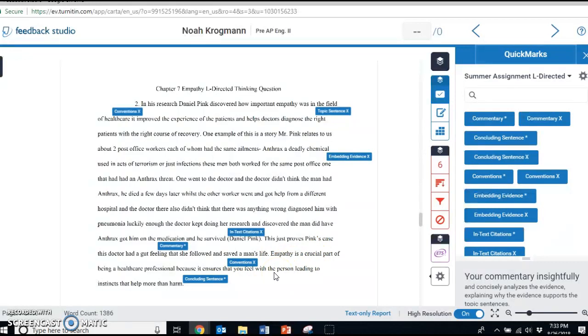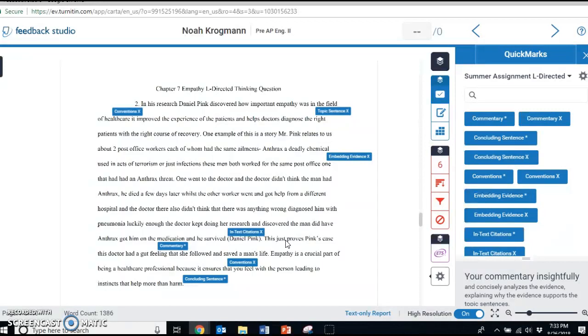Next, I look for evidence, and I do want to encourage you, Noah, to go back and revise because I noticed in a lot of your paragraphs that you did not have two pieces of evidence. Like this one, you give me one example, the anthrax example, but there's not a second one. And usually in body paragraphs, we do look for two pieces of evidence and commentary.